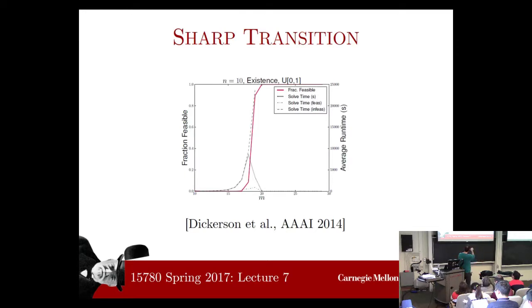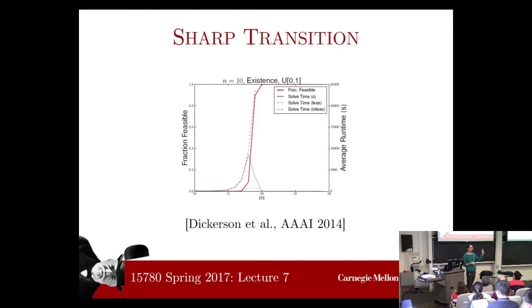So if m is smaller than 10, then there's no chance of an envy-free allocation. That was pole number 1, so this is this side. If m is very large, then the probability is 1. The problem is under-constrained. That was pole number 2. But look at what's going on in the middle. There's some point, which is around n log n, where the probability jumps very sharply from 0 to 1.